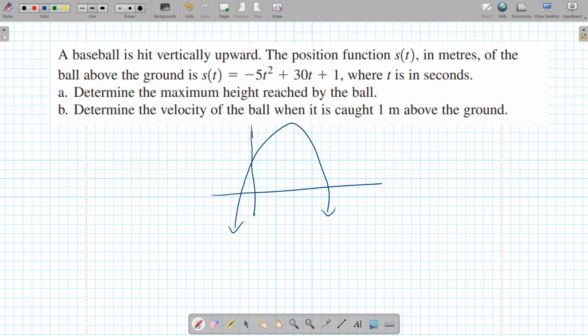Maximum height. On the y-axis, we have meters, and on the x-axis, we have time in seconds, okay? So we're trying to find this point. You see this point? Now notice if I draw a tangent line here, what's gonna be the slope of that line? It's horizontal. What's the slope of a horizontal line?